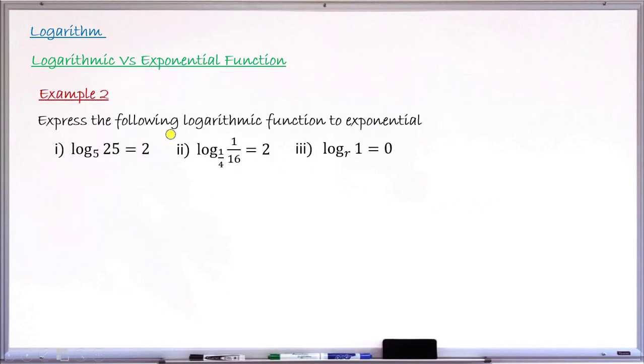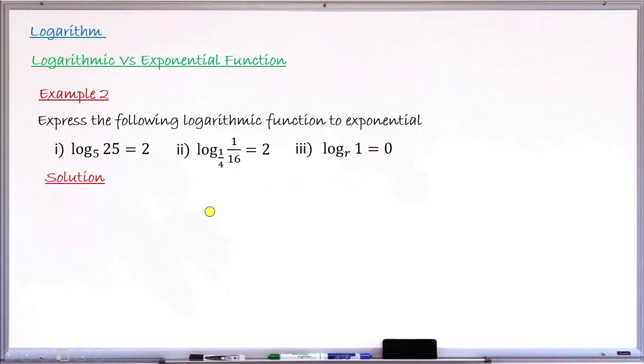So example number 2 says express the following logarithmic functions into exponential functions. Number 1, you have log to base 5 of 25 equals 2. Number 2, log to base 1 over 4 of 1 over 16 equals 2. Number 3, log to base r of 1 equals 0.